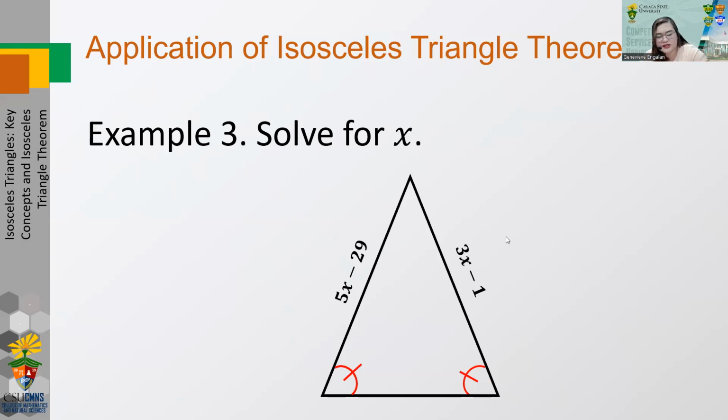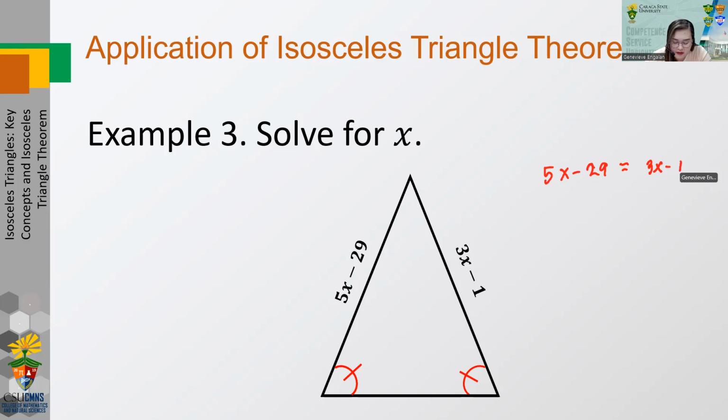Okay, kini solve for x. Anyone? So unsa buhatan nato ani? So unsa man na sila? They are the congruent sides, no? The legs of the isosceles triangle. So you have 5x minus 29. Di ba ang isosceles triangle, ang legs niya are congruent. So ato na siyang i-equal.